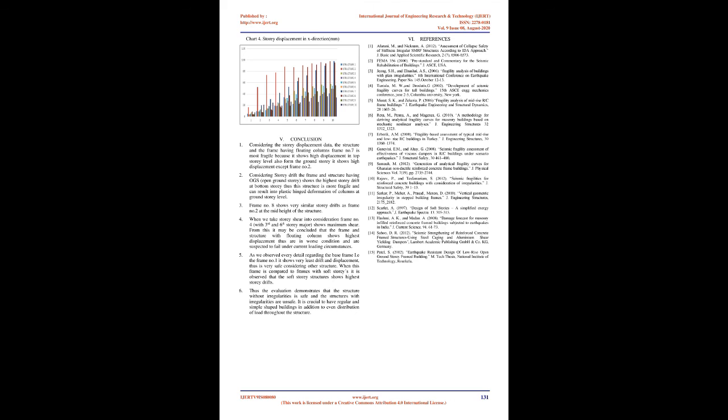4. When we take story shear into consideration, frame number 4, with third and sixth stories heavy, shows maximum shear. From this it may be concluded that the frame and structure with floating column shows highest displacement, thus are in worse condition and are suspected to fail under current loading circumstances. 5. As we observed every detail regarding the base frame, i.e. frame number 1, it shows very least drift and displacement, thus is very safe compared to other structures.